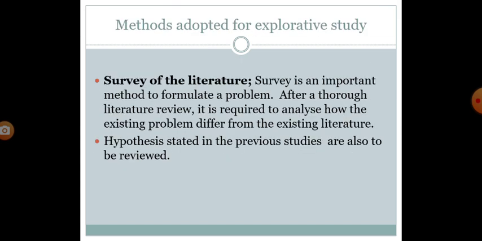Then methods adopted for explorative study. There are mainly three methods adopted for explorative studies. In order to formulate the research problem, three methods are adopted. First one is survey of the literature. Survey is an important method to formulate a problem. After a thorough literature review, it is required to analyze how the existing problem differs from the existing literature. We have to identify the research gap with the literature review. Hypotheses stated in the previous studies are also to be reviewed in the survey of the literature method.